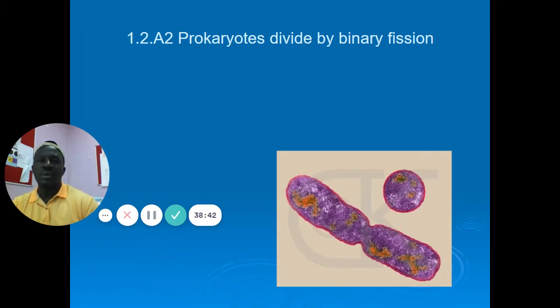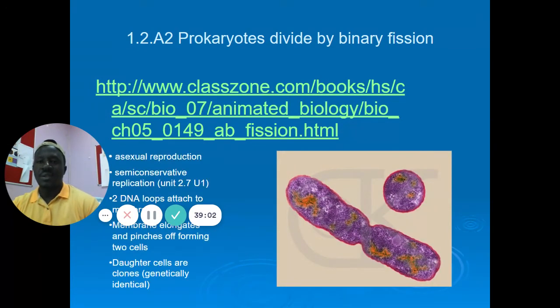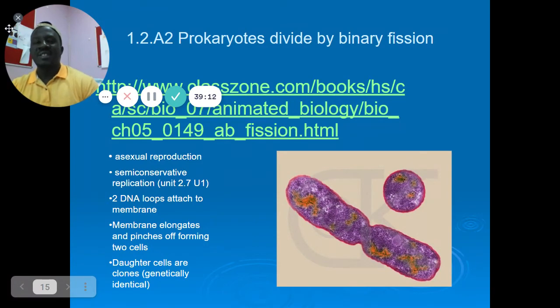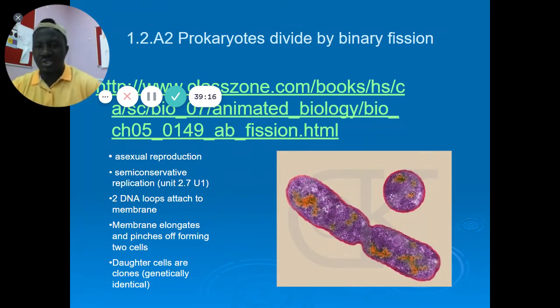Then question two. Prokaryotes divide by binary fission. That is understanding two, that all prokaryotes reproduce and multiply their number by binary fission. That is one cell dividing into two cells. So asexual reproduction, semi-conservative, and it has DNA loops. It reproduces by asexual reproduction, and if it's dividing, this division is semi-conservative replication of DNA, and then the DNA loops attached to the membrane elongate and pinch off. This is how it does.